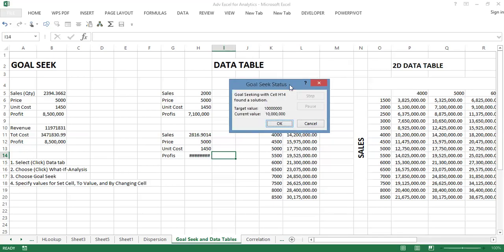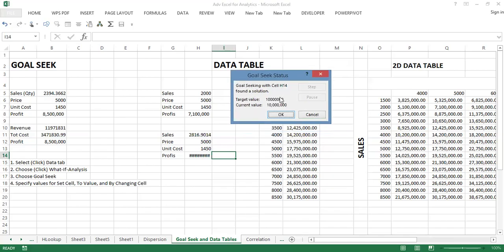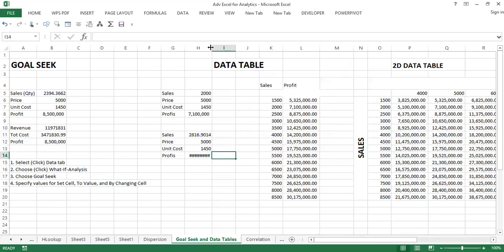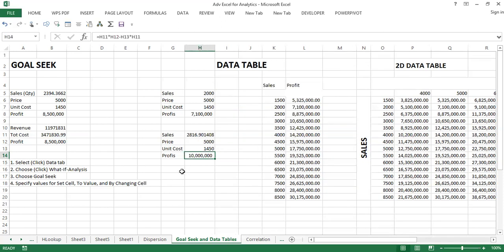So it tells you it has done it. Target value was 10 million, current value 10 million, which means it's successful. Click on OK. So what it has done is it has set profit to 10 million by changing sales, and the value of sales that is needed to achieve this 10 million is 22816.2, which you have to approximate, which is 22,817.